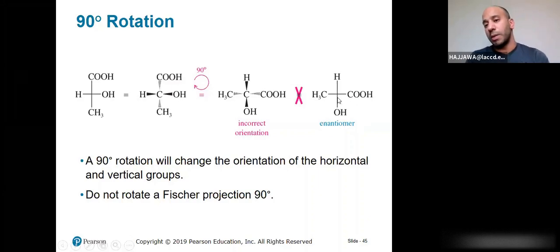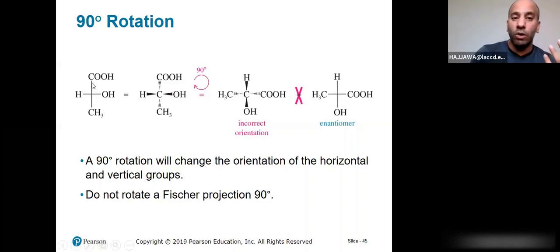So look at this structure now. Remember, this is an R configuration. How about this one? What do I have? Oxygen, carbonyl. So it's a counterclockwise, but the hydrogen is away now. Hydrogen is away. So when it's a counterclockwise and hydrogen is away, that's an S configuration.